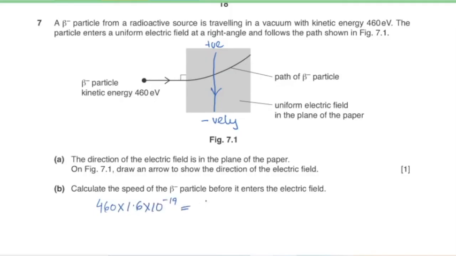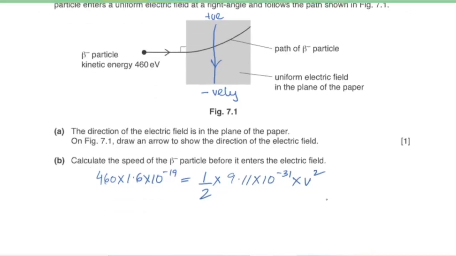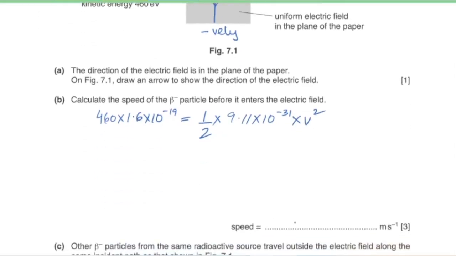This is going to be equal to half into the mass of the beta minus particle, which is exactly the same as the mass of an electron, so this is 9.11 into 10 to the power of negative 31, into v squared. And so the speed of the beta minus particle with which it is approaching that electric field region is 1.27 into 10 to the power of 7 meters per second.